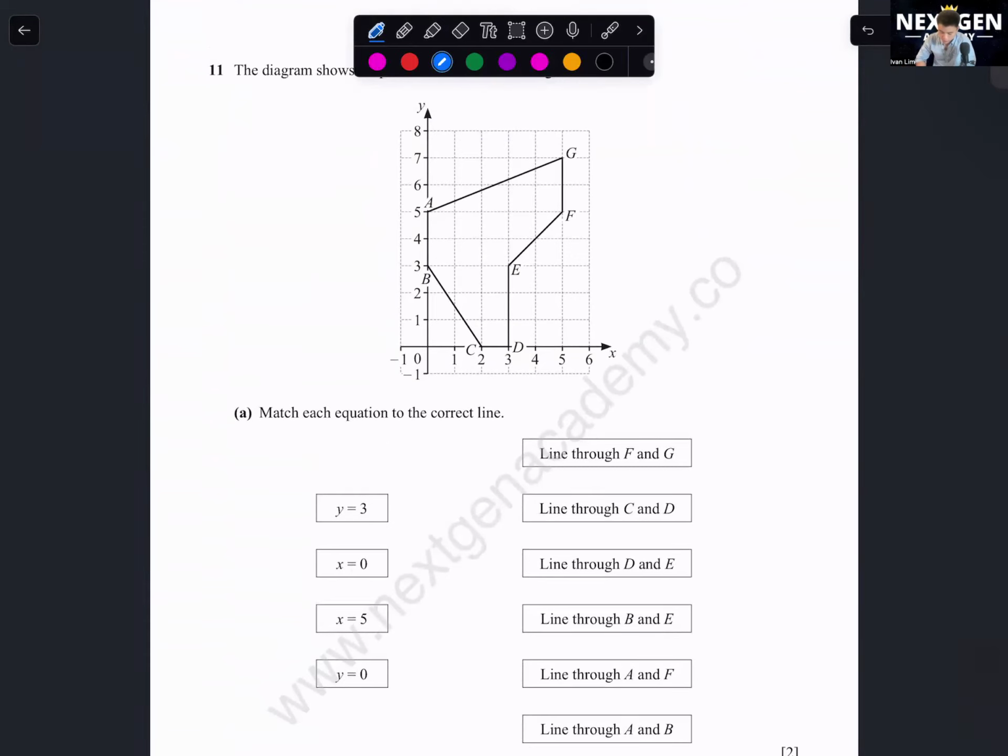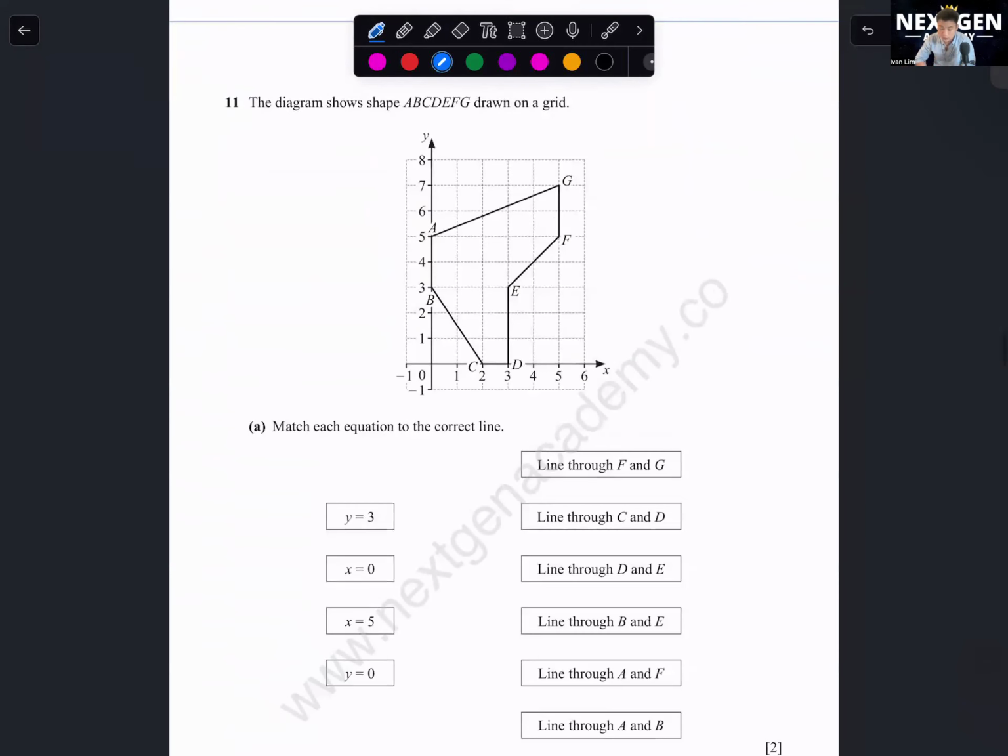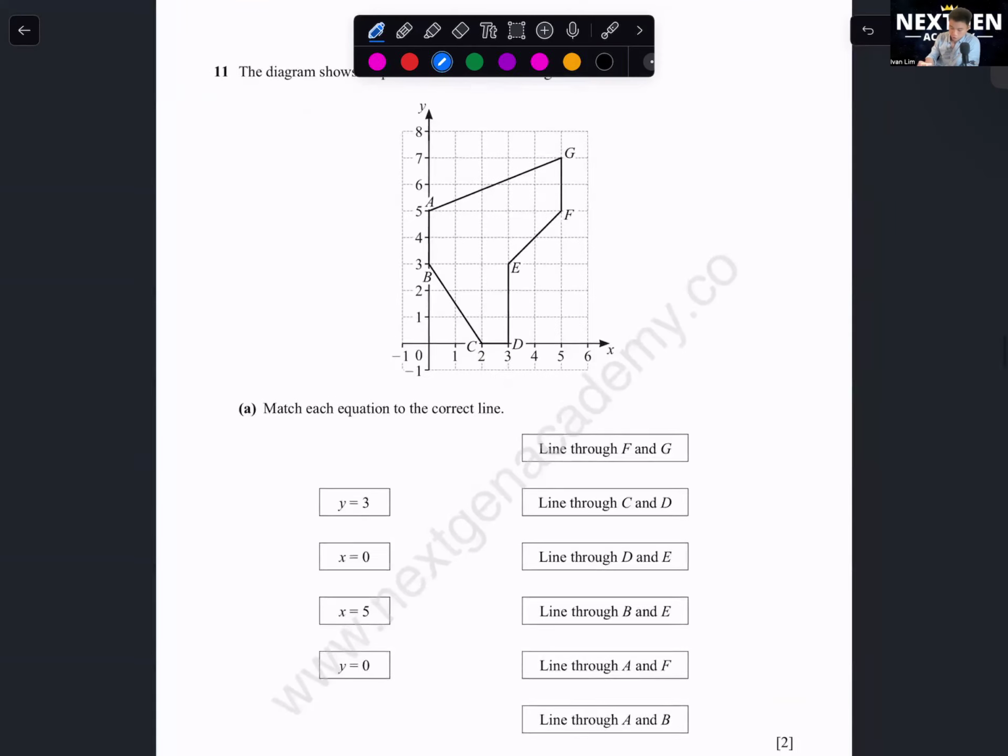Okay, we have this. The diagram shows A, B, C, D, E, F, G, H drawn on a grid. Match each equation to the correct line. We have y equals 3, x equals 0, x equals 5, and y equals 0. First of all, we have to understand the concept of straight line equations. How do we understand a straight line equation if the equation is just y equals something or x equals something? Let me explain briefly if you haven't learned straight line equations yet.